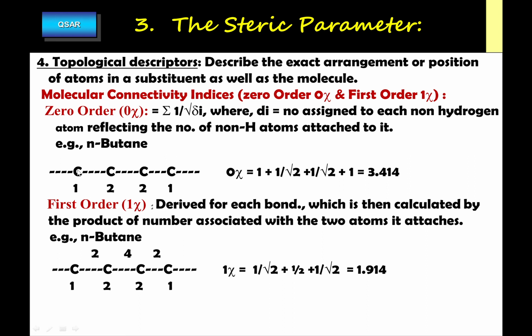So basically I have taken here an example of simple n-butane, and I number the carbons as per their nature. Whether they are primary, I have numbered them 1. If they are secondary, I have numbered them 2. And you just do the 1 upon their square root sum total. So that is a zero order molecular connectivity. In first order, what you do is you assign new numbers to the bonds which are the products of the two joining atoms. So 2 ones are 2, 2 twos are 4, 2 ones are 2, and now you take the 1 upon their square roots, and you will get the first order molecular connectivity.